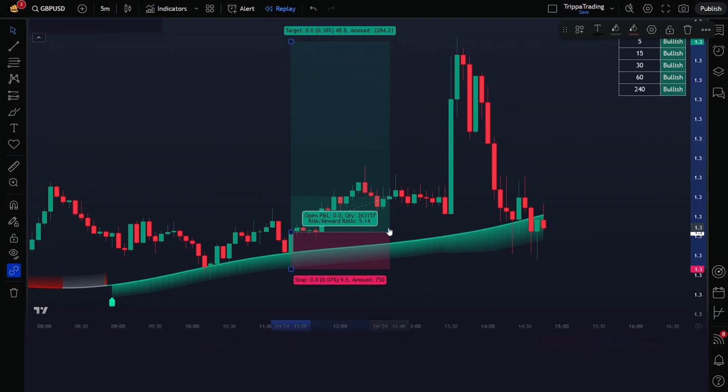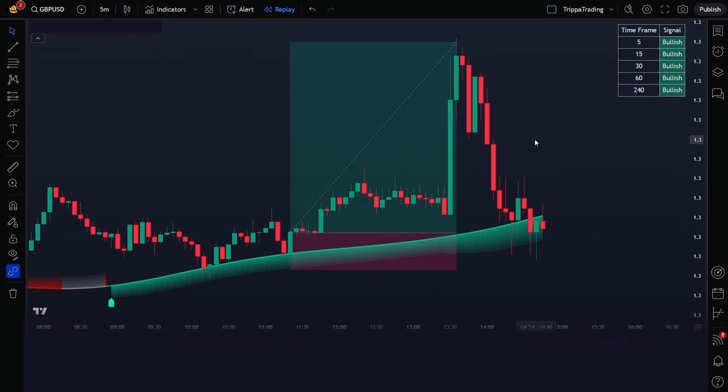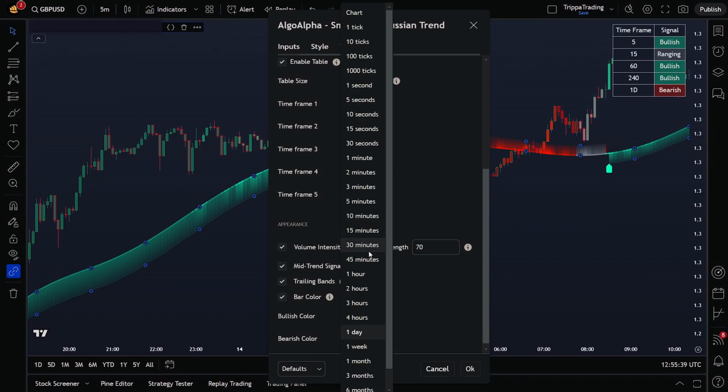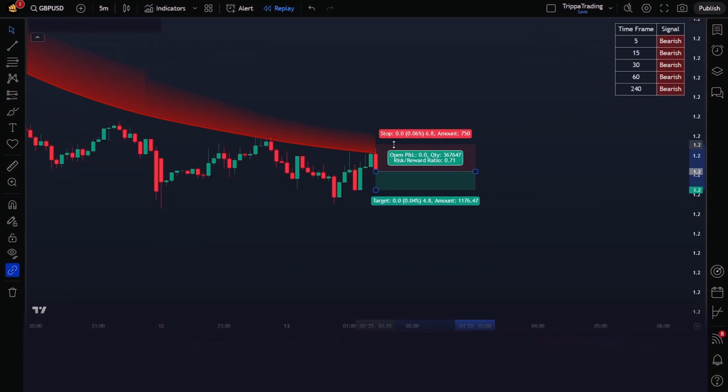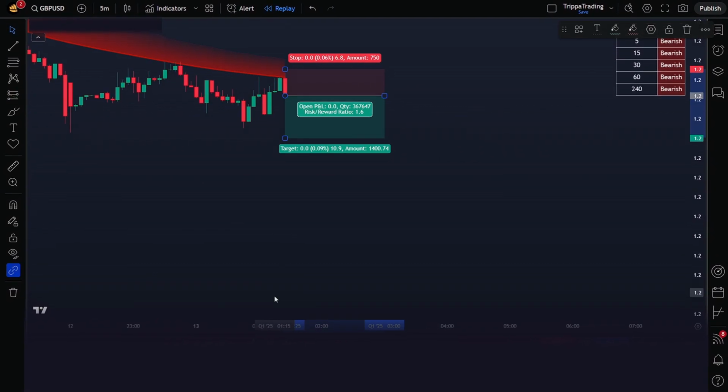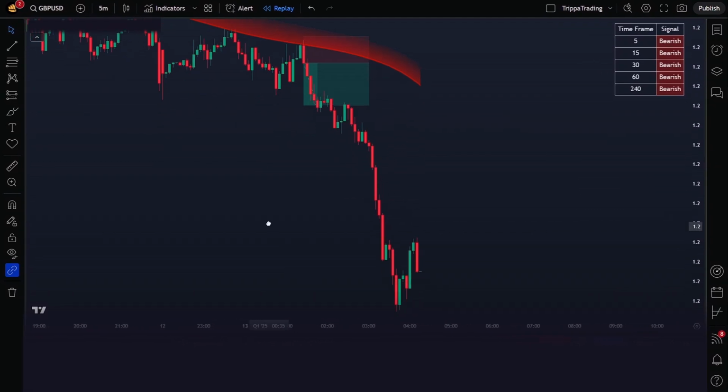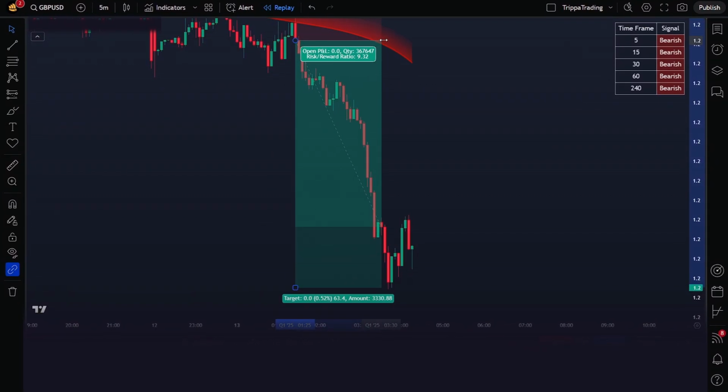I'm going to break down exactly what this indicator is, the best settings to use, and I'll also share a highly accurate pullback strategy that you can use with this indicator to maximize your profitability. So let's start.